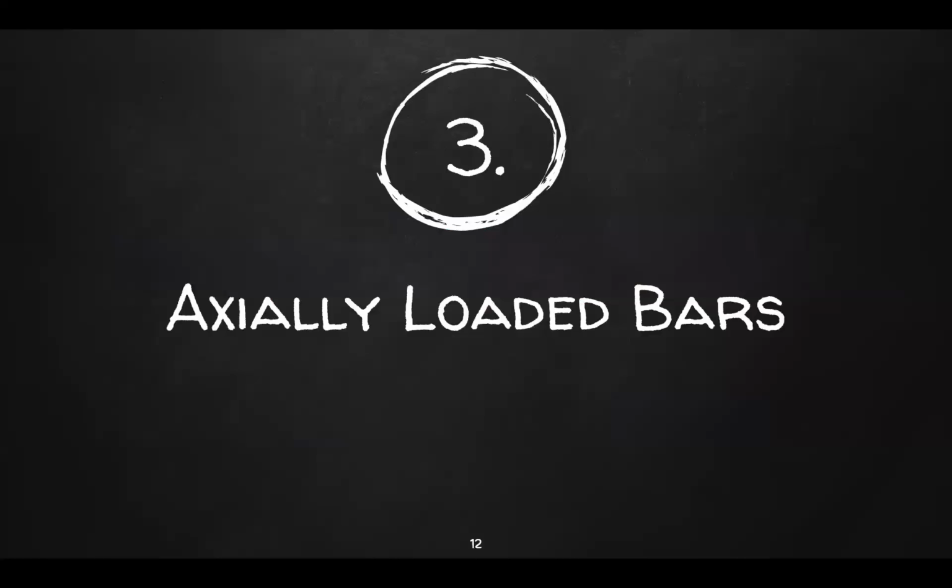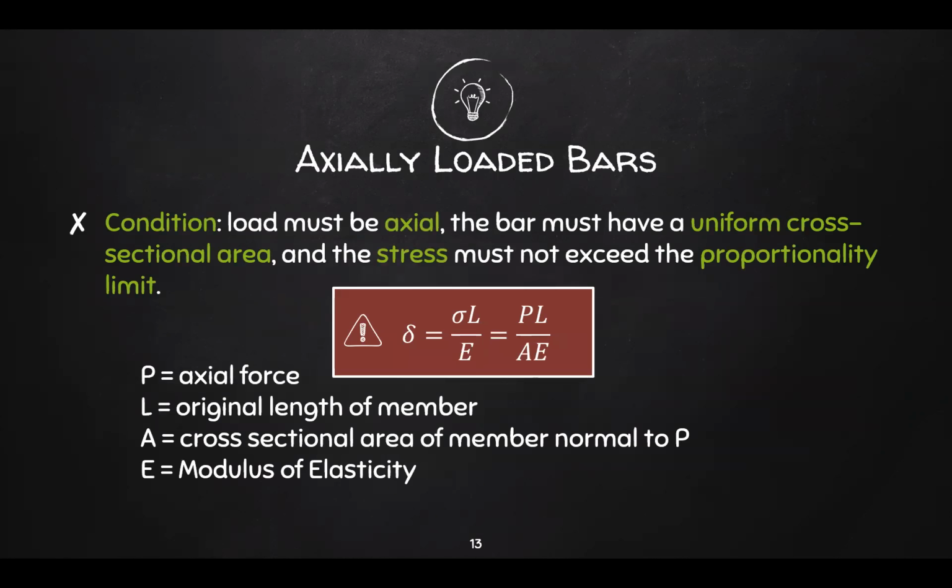All right, now let's talk about axially loaded bars. We'll get more into equations. So for axially loaded bars, we have a condition to use the following equations. Load must be axial, the bar must have uniform cross-sectional area, and the stress must not exceed the proportionality limit or proportional limit. So if all of these conditions are met, you can use this equation where delta or deformation equals sigma L over E, stress times original length over modulus of elasticity, or is also equal to PL over AE.